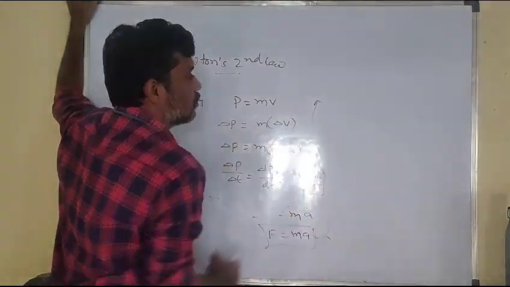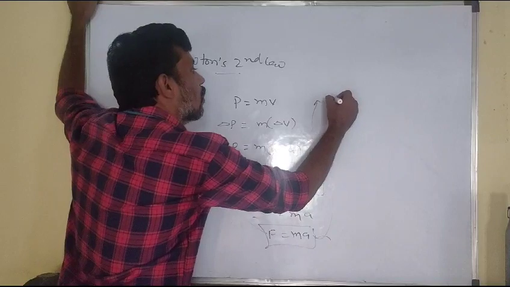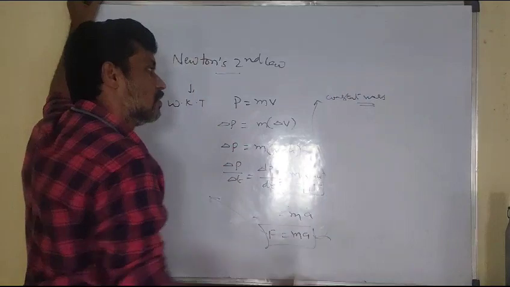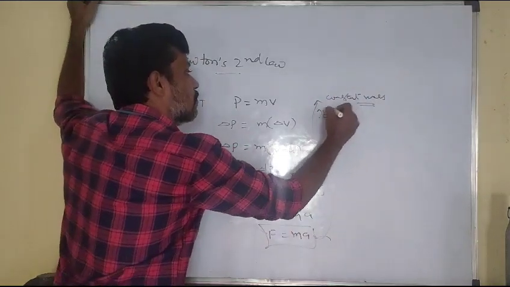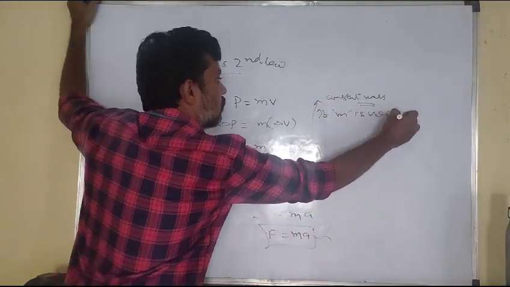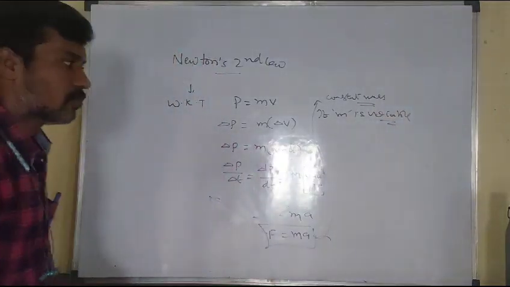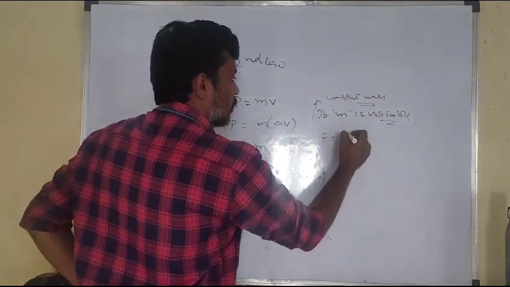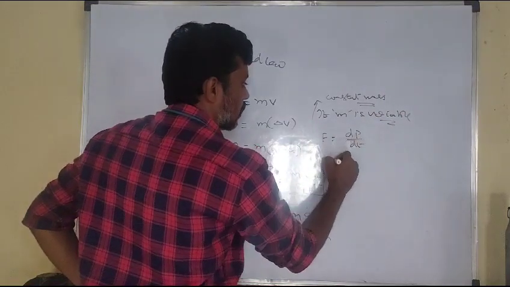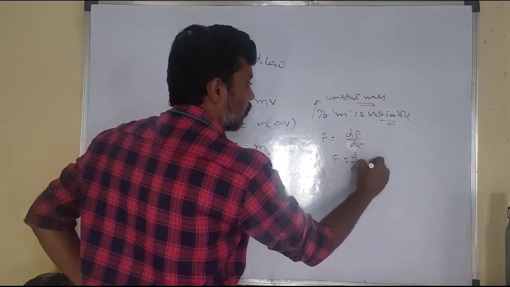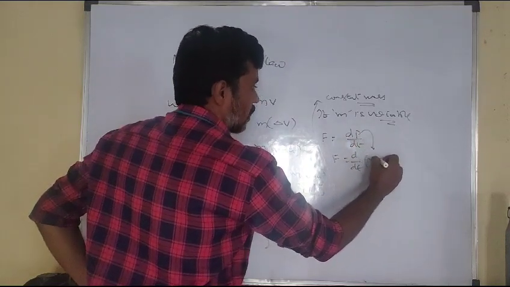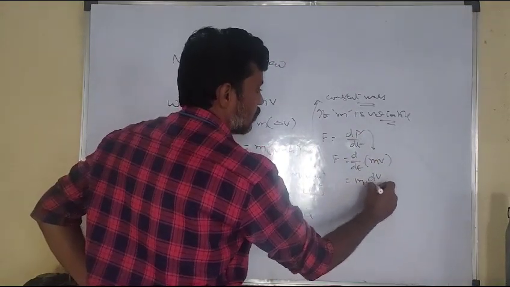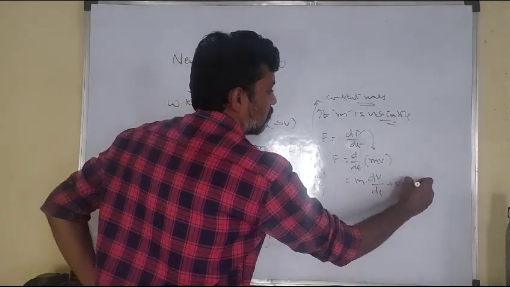This formula is only used for constant mass. If m is variable, then we can write f equal to dp by dt. From that, f equal to d by dt of momentum, where momentum is replaced by mv. If mass is variable, it can be written as m into dv by dt plus v into dm by dt.